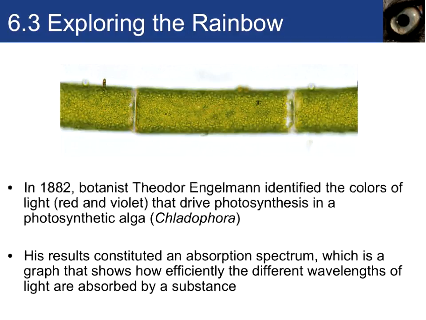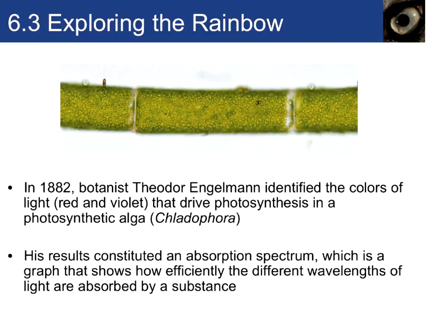So in 1882, botanist Theodor Engelmann identified the main colors of light that drive photosynthesis, and he did this by looking at photosynthetic algae. So the algae is green. From what we just went over, if it's green in color, what color is not being absorbed? So what color is being reflected in something that is green in color? That's right.